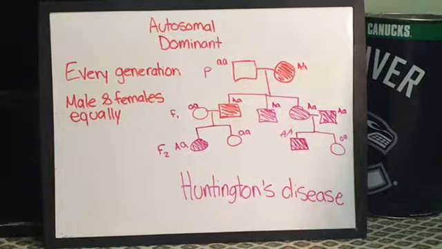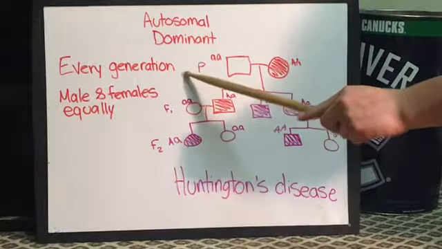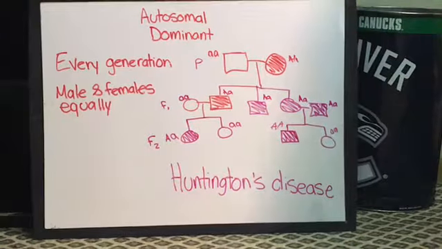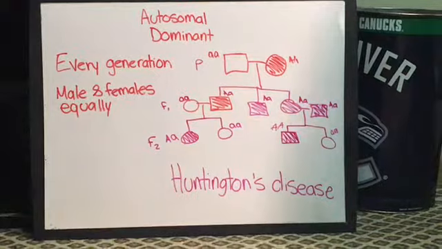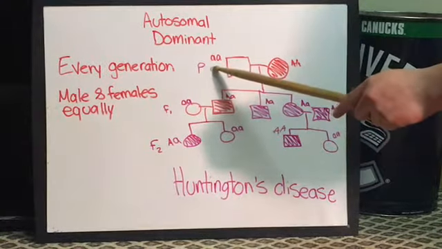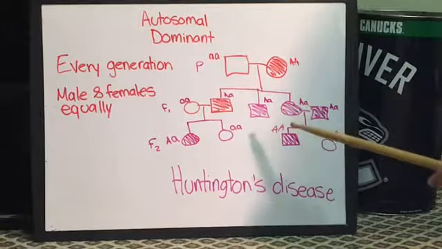Secondly, we're going to talk about autosomal dominant. Autosomal dominant hits every generation and affects males and females equally. Now, we used Huntington's disease as our example. So here you have the father who is homozygous recessive, and the mother is homozygous dominant.